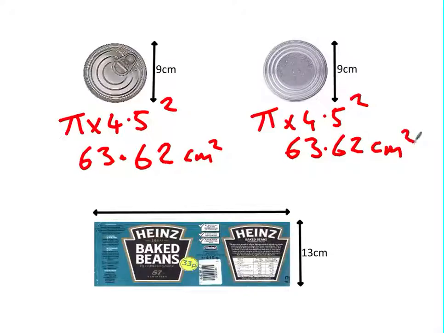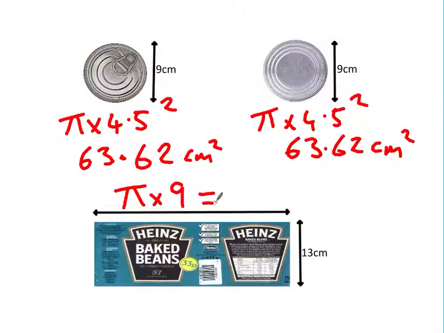The curved surface, if we imagine unraveling the label from the can, will be a rectangle. Now we know that the height of the can was 13 centimeters, so we've got one length, but we still have to work out the other length of the rectangle, and that of course is going to be wrapping around the circle. It's going to be the same as the circumference. So to work this out, we're going to do pi multiplied by the diameter, which was 9. That's the formula for circumference.